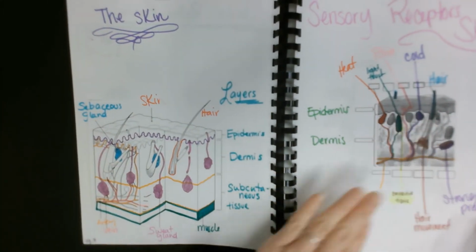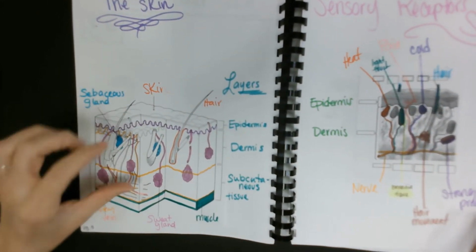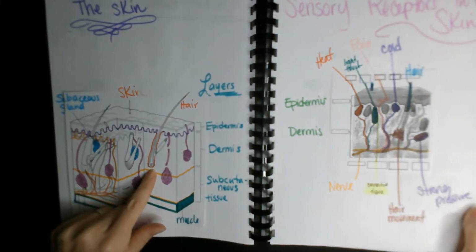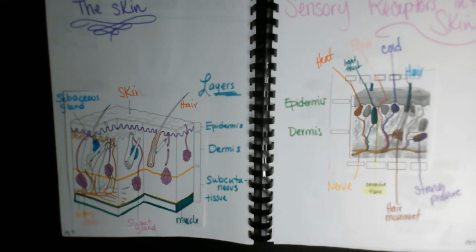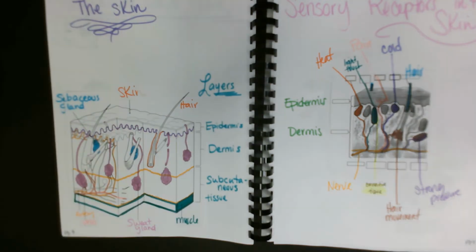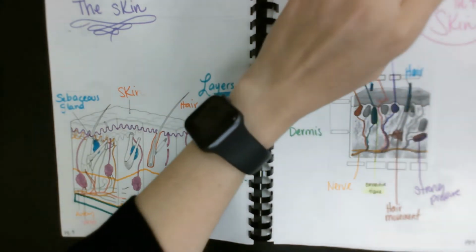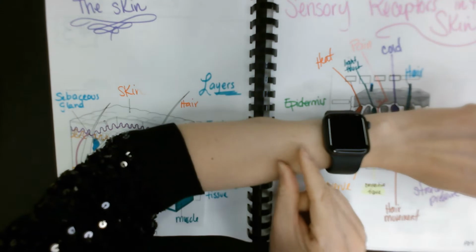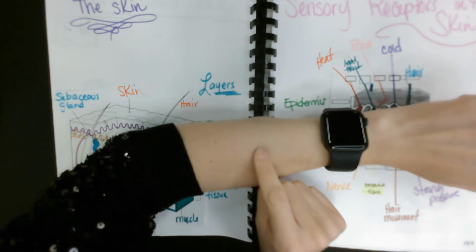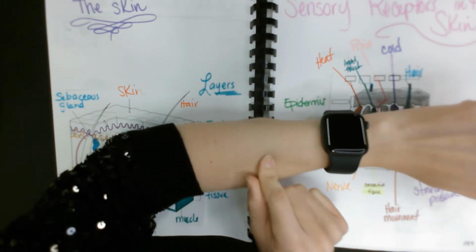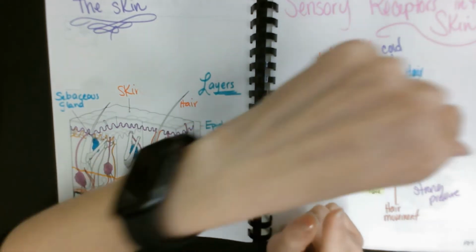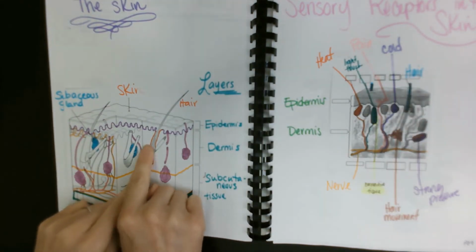All of this is under the skin. Here's the follicle. Whenever you're thinking about, let's look at the arm. Now my arm is pretty hairy. If you think about every single hair on your entire body, one hair has one follicle.